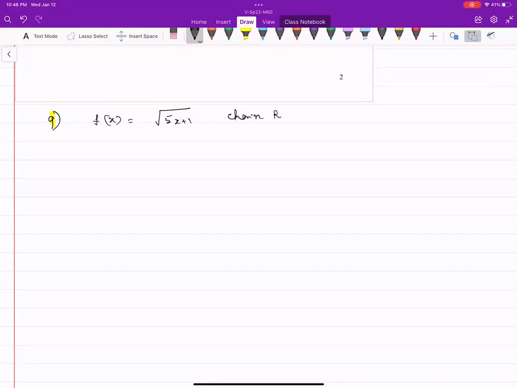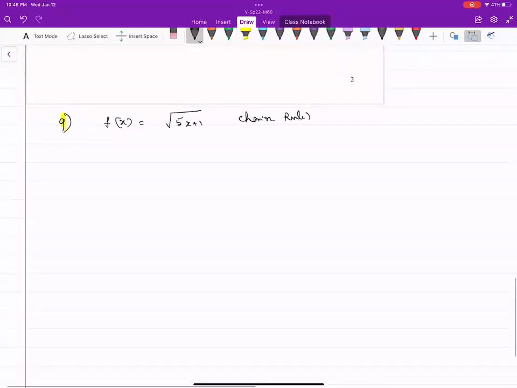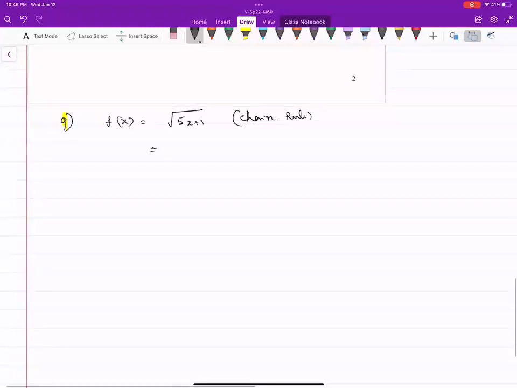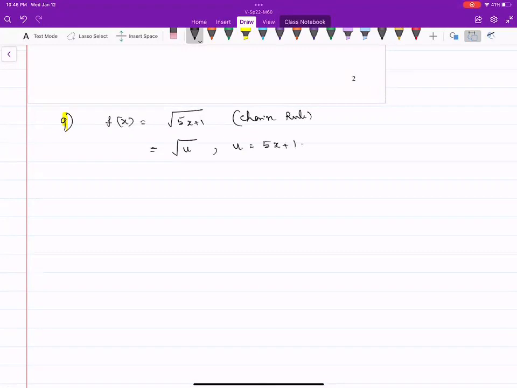So here we are going to apply the chain rule. For that, call the radicand u, square root of u, where u equals 5x plus 1, the expression inside the radical. So f prime x equals dy by du, the outer derivative, times du by dx, which is the inner derivative.